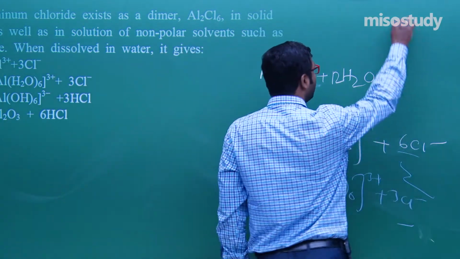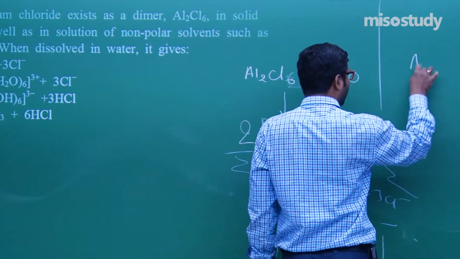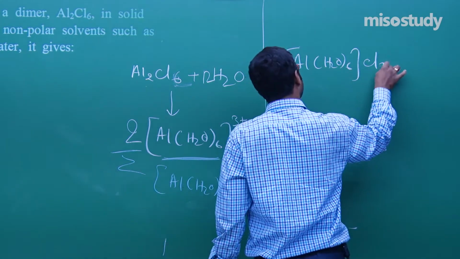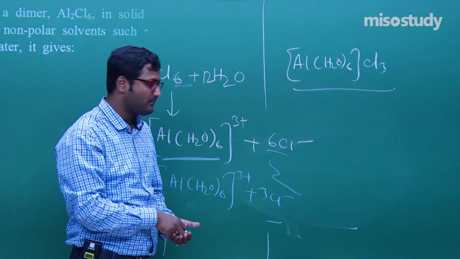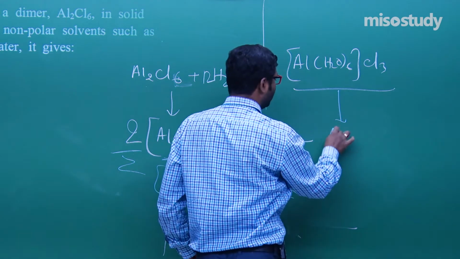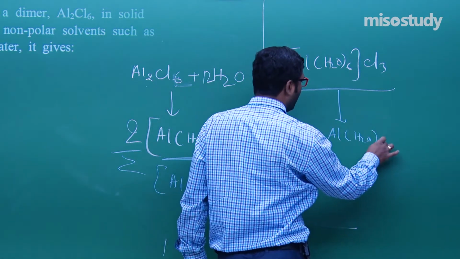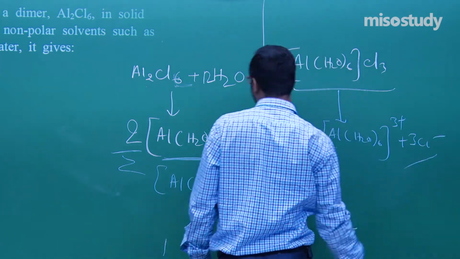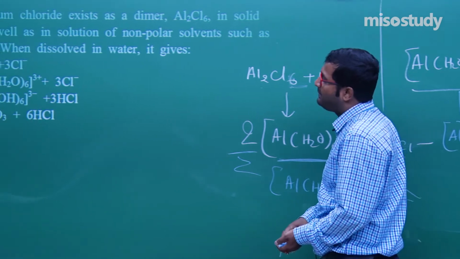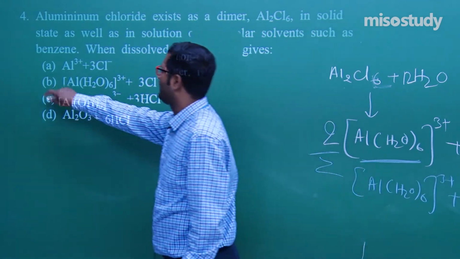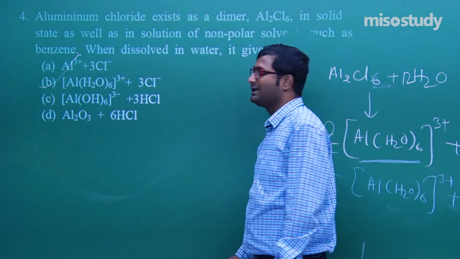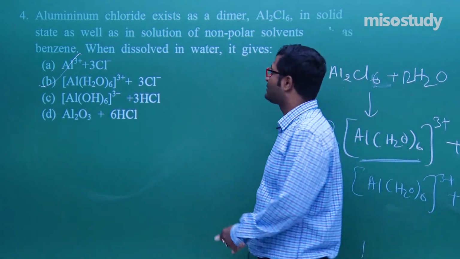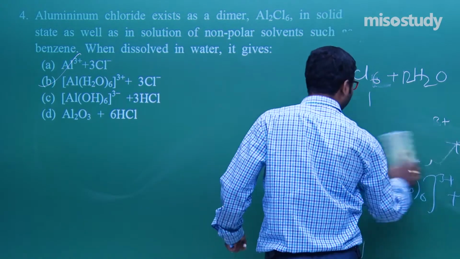Clear? It can finally be written like this: [Al(H2O)6]Cl3. If it breaks, then the output is [Al(H2O)6]3+ and 3Cl minus. So for this, B is the correct option, that is [Al(H2O)6]3+ and 3Cl minus. Now let's move to the next part of the question. What is the next question?